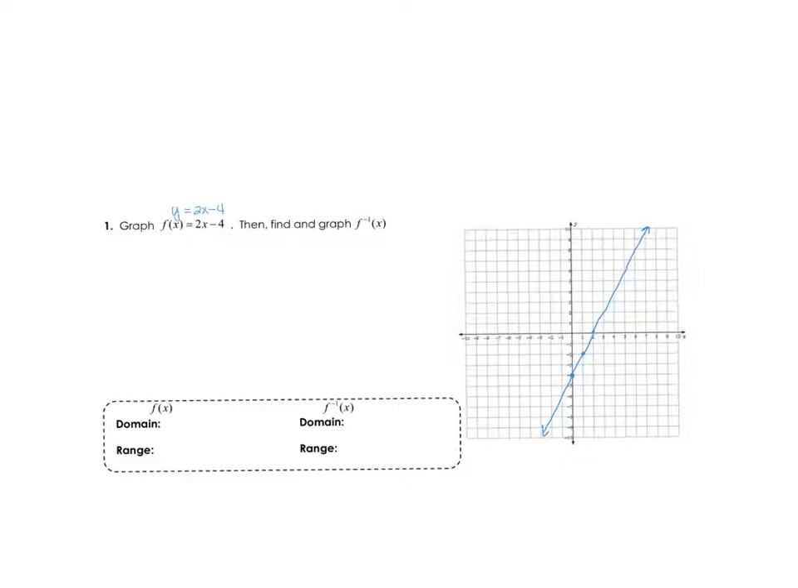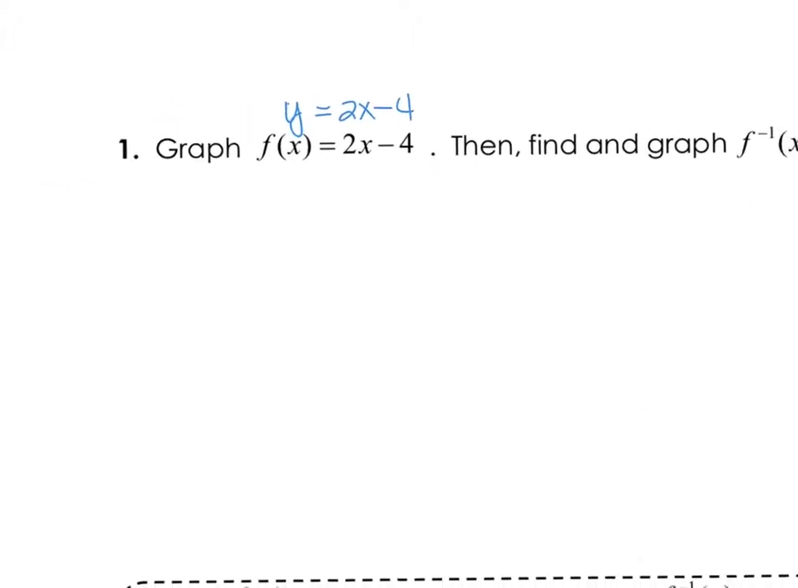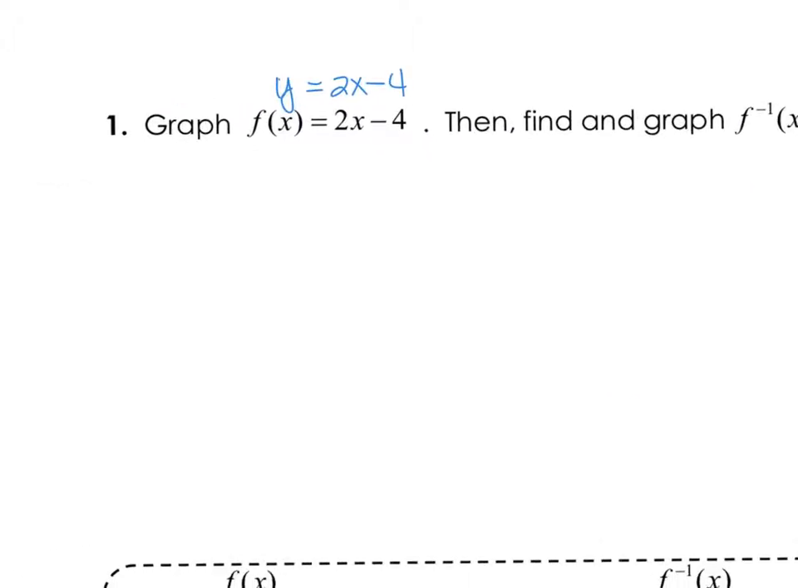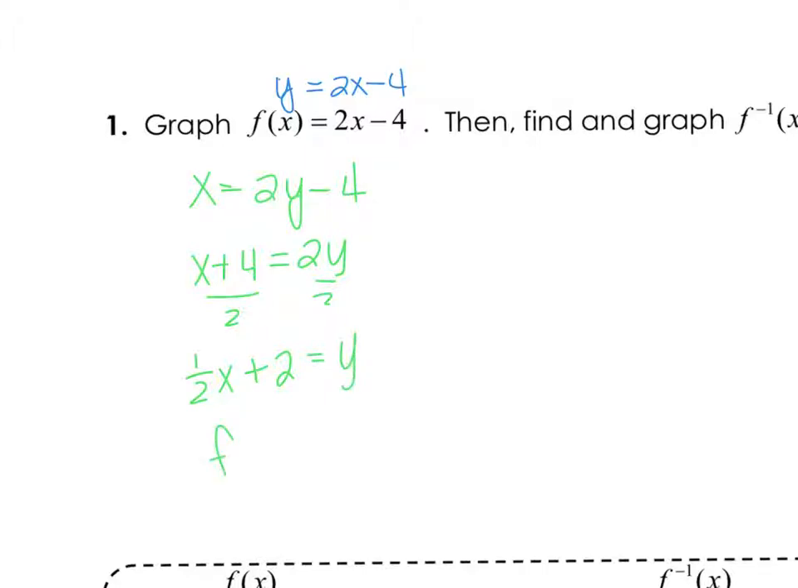Then it says find and graph the inverse, f inverse of x. Well, remember, we talked about yesterday, the inverse is when we switch the x and y's, right? So in green, I'm going to do this. We're going to switch x and y, so we're going to rewrite the function switching x and y. You're going to solve for y. So we're going to add 4 to each side. We're going to divide by 2 on each side. So we get 1/2 x plus 2 equals y. So the inverse function is actually 1/2 x plus 2.